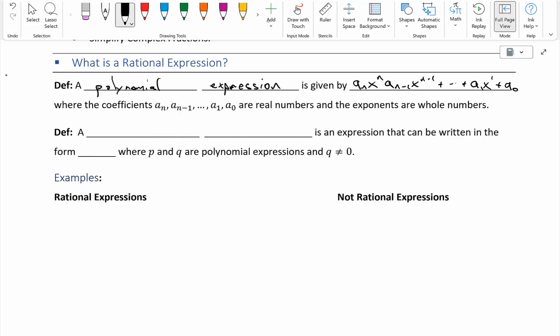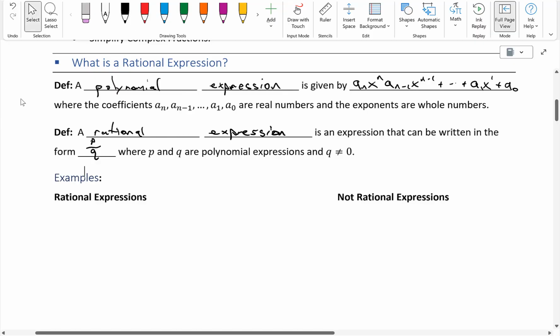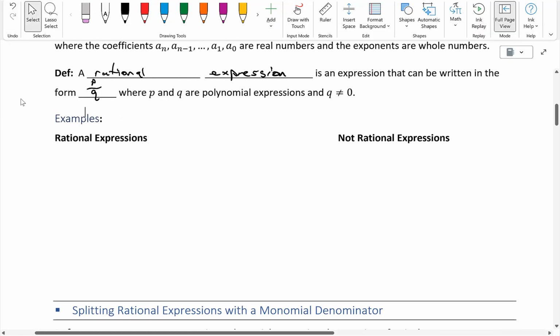So from there, we can define a rational expression. And a rational expression is an expression that can be written in the form p over q, where p and q are polynomial expressions and q is not 0. So we can write some examples of each.